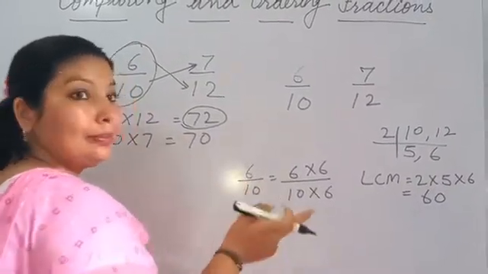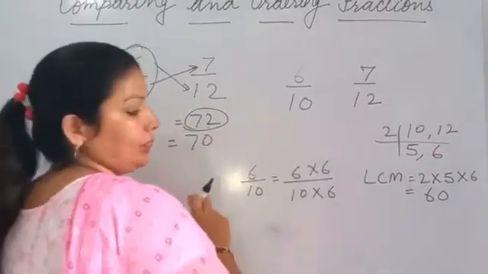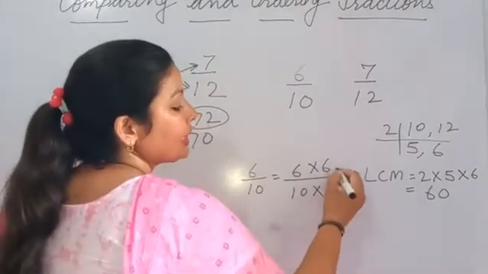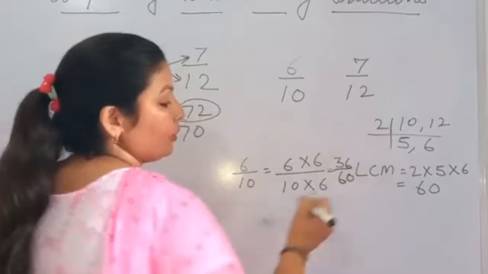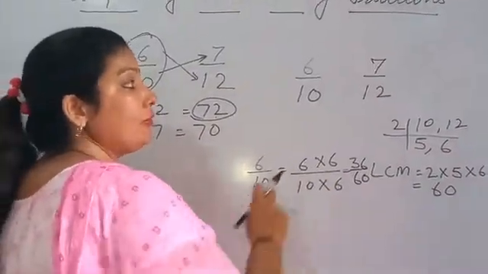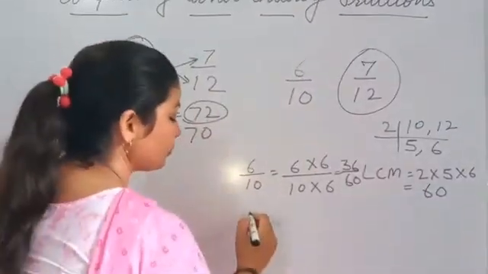Denominator को हम जिससे मल्टीप्लाई करके 60 बनाएंगे तो सेम नंबर से हम न्यूमरेटर को भी मल्टीप्लाई करेंगे. So we should multiply by 6 both. So 6 6s are 36 and 10 6s are 60. Okay, so 36 upon 60. Now we will take the second fraction. Second is 7 upon 12.